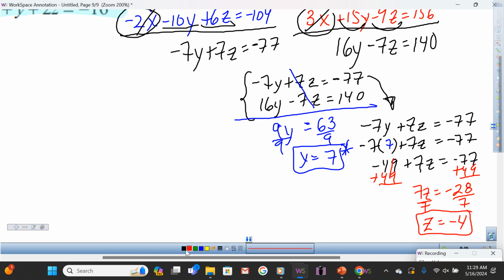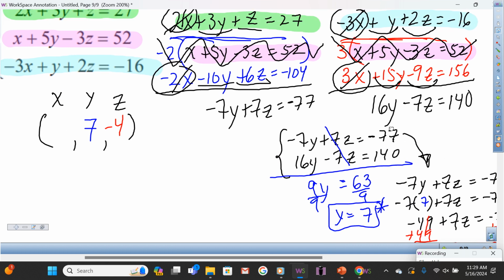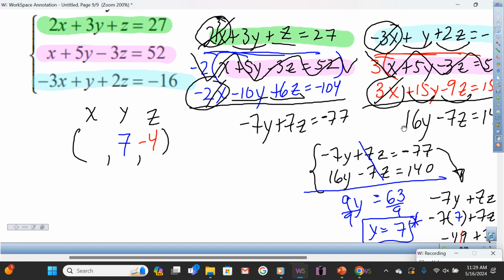Woo-wee. So, over here on the side, I want you to open up a big parenthesis. We need an x, we need a y, and we need a z value. What do we have already? We have a 7 for the y. We have a negative 4 for the z. And now what do we need to find, everyone? Yeah, the x. So, look up. Let's go back to the beginning.